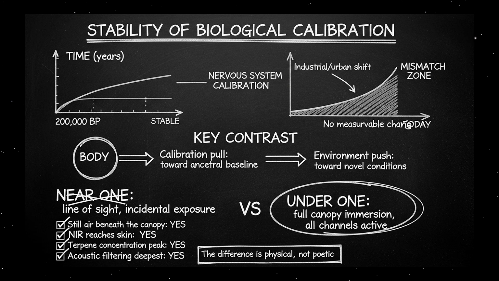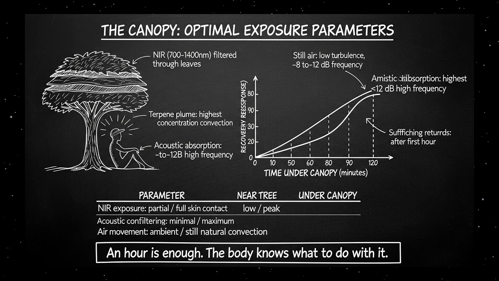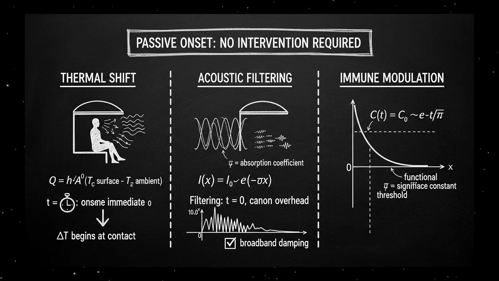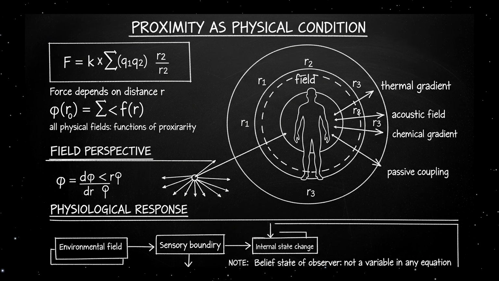Sit under a tree, not near one, under one, in the still air beneath the canopy, where the cooling is strongest, the phytoncide concentration is highest, the acoustic filtering is deepest, and the spectrally edited light reaches your skin. An hour is enough. No equipment is required. No technique needs to be learned. The thermal shift begins the moment you sit down, the acoustic filtering begins the moment the canopy is overhead, and the immune modulation reaches functional significance within the hour. The physics does not require belief. It requires proximity. The body knows where it is.